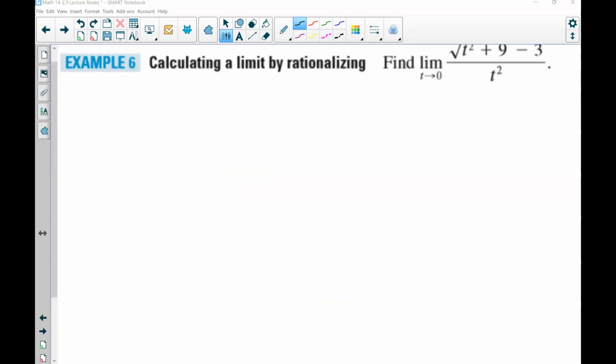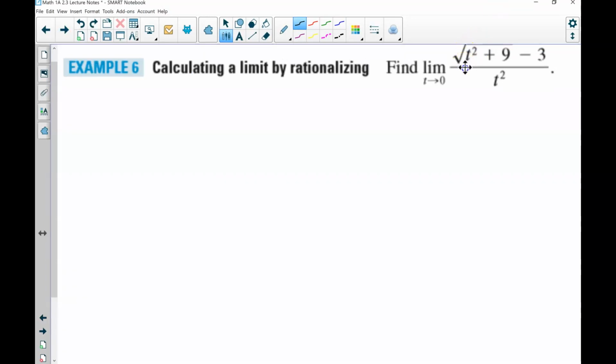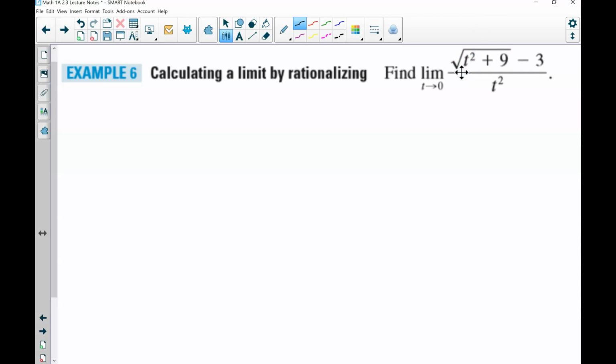Now in example number 6, we're going to be calculating a limit by rationalizing. So let's go ahead and write down this limit here. So this is the limit as t approaches 0 of the function, the square root of t squared plus 9, minus 3, divided by t squared.